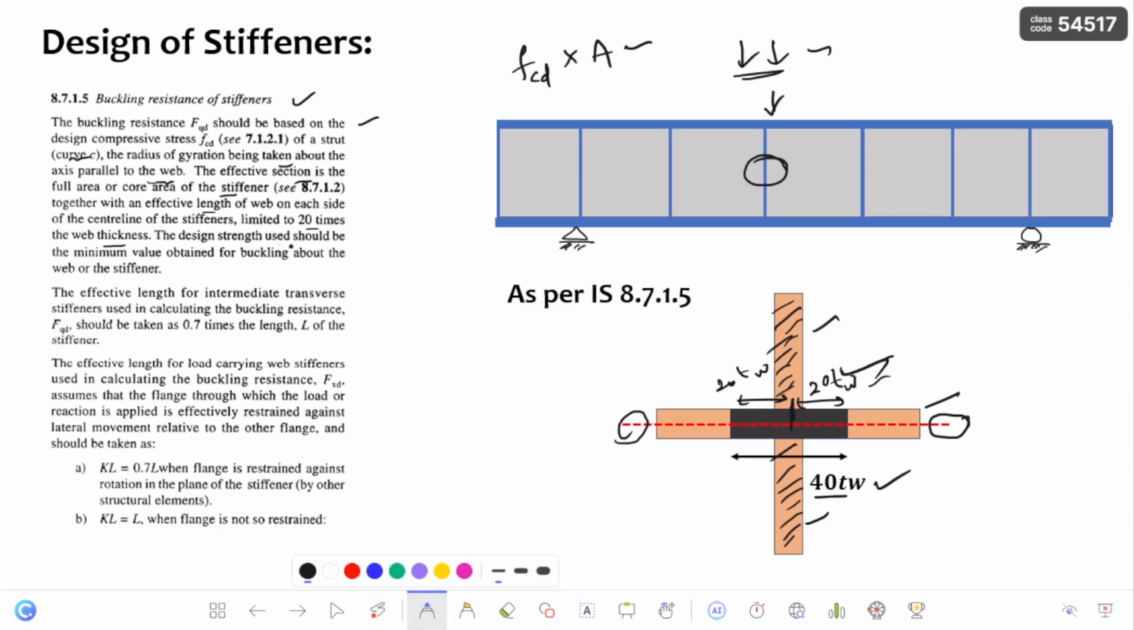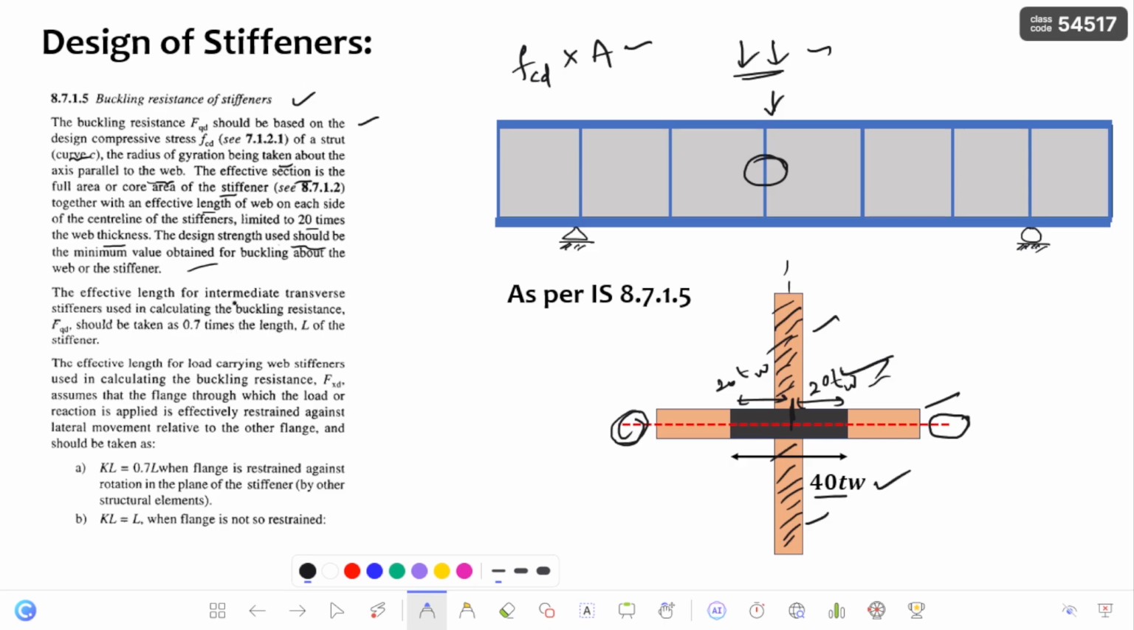Now the design strength used should be the minimum value obtained for buckling about the web or the stiffener. So I have shown the axis with respect to the web, and if you consider the axis parallel to the stiffener, you are going to get another radius of gyration value. So the minimum radius of gyration value you have to consider for the buckling design in case of this particular cross section.